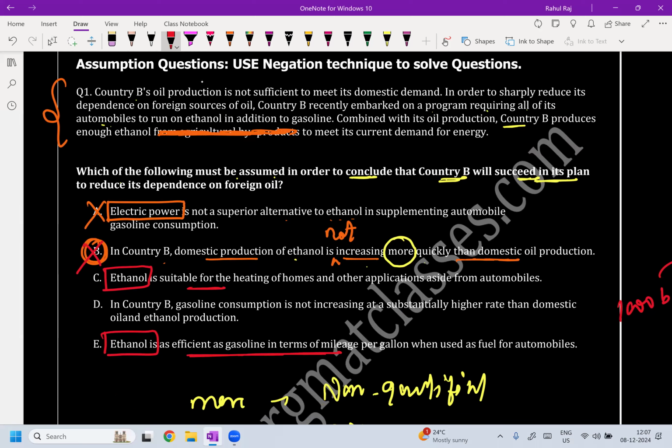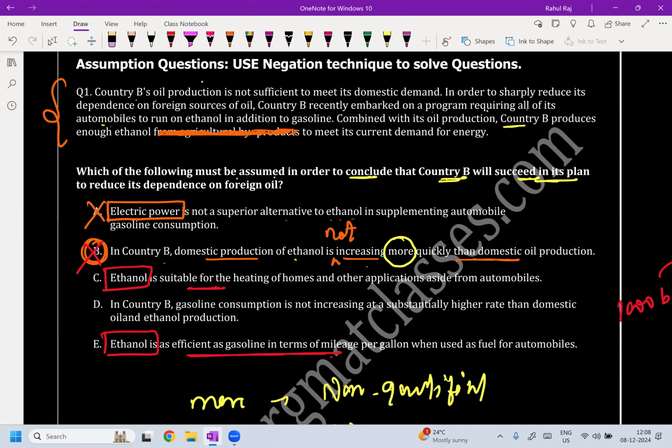This is none of my business at all. The argument does not talk about ethanol. The argument just says that ethanol was introduced. And after the introduction of ethanol, the author has directly come down to the conclusion saying that oil plus ethanol is more than sufficient to meet the current demand. So what ethanol is suitable for, how efficient ethanol is, is none of my business at all. Absolutely no business to me with respect to this argument and with respect to the conclusion.